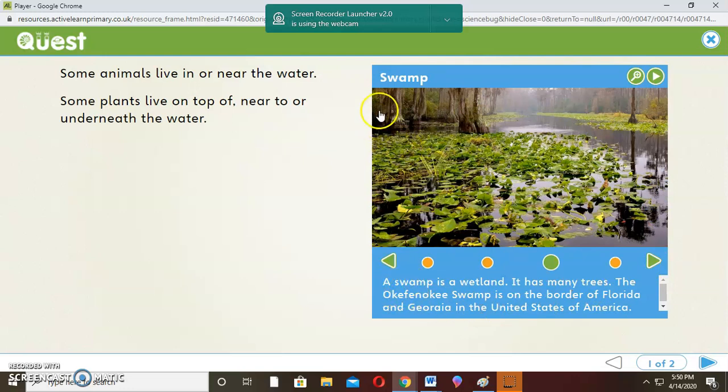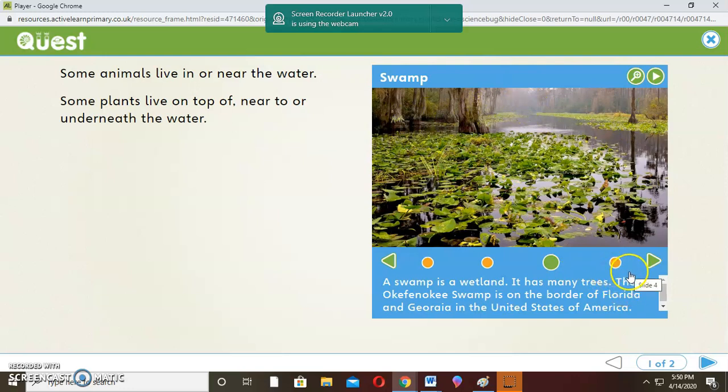A swamp. So this is a swamp. A swamp is a wetland. Are you seeing the way a swampy region looks like? It is wet all over. Okay? It has many trees. Look at the way, look at the trees. Look at the trees. Okay?